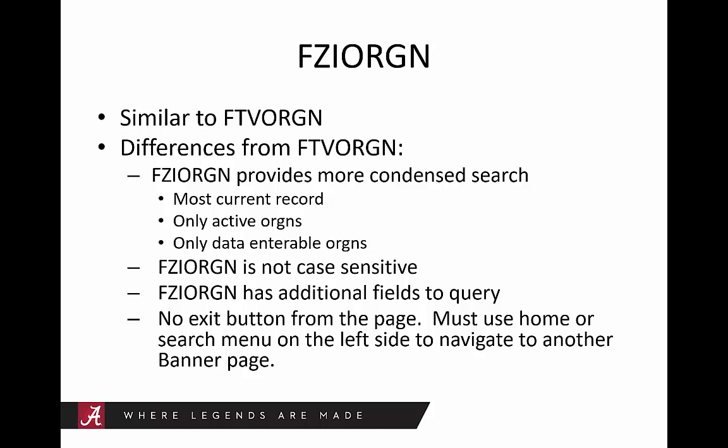Now let's take a look at FZIORGN, Organization Code Search. FZIORGN is similar to FTVORGN, but there are some important differences. FZIORGN provides a more condensed search with only the most current record, only active orgs, and only data enterable orgs. FZIORGN is not case sensitive, and it has additional fields to query.